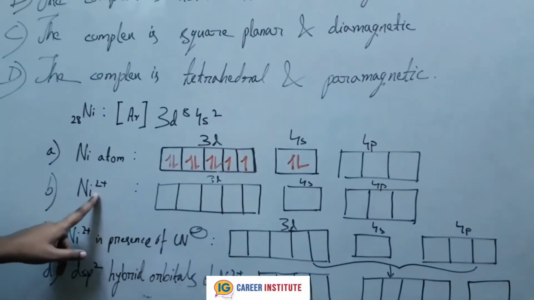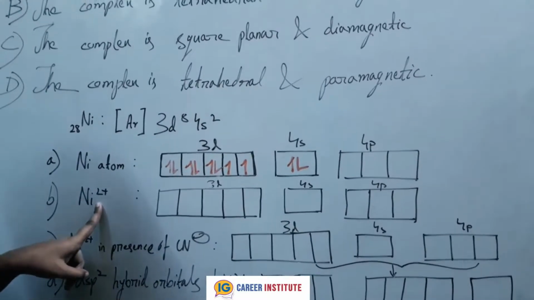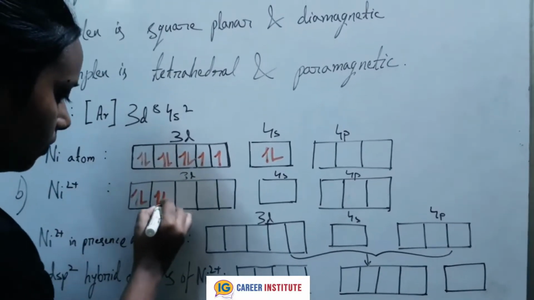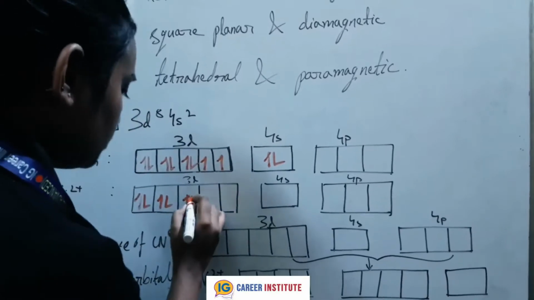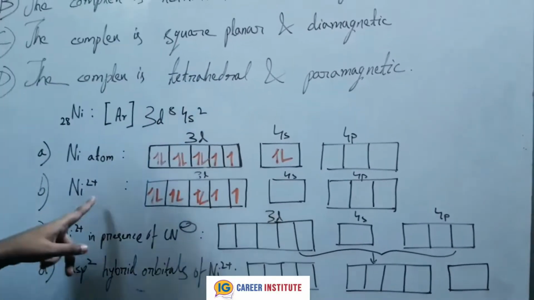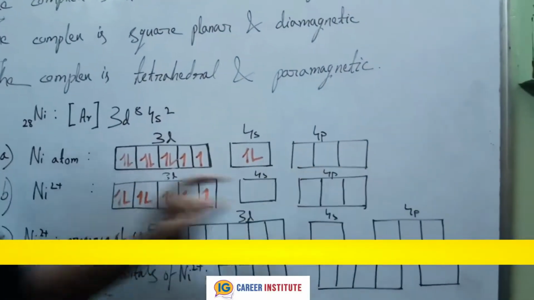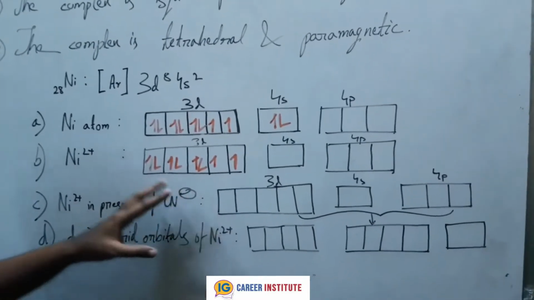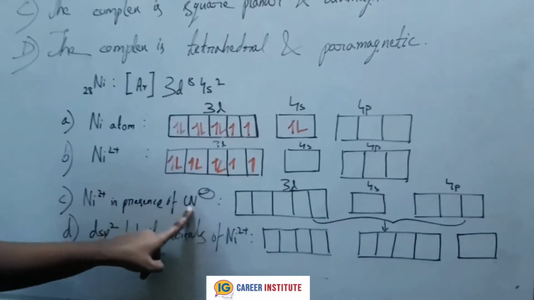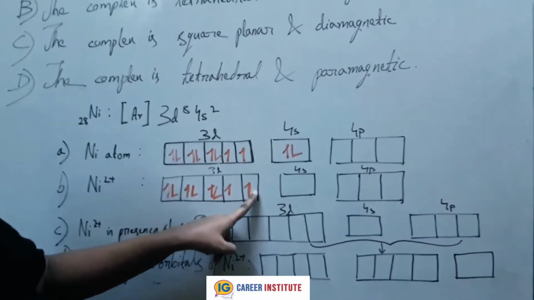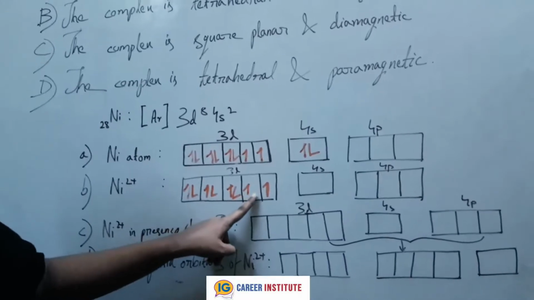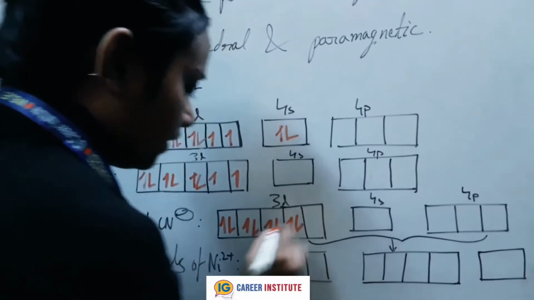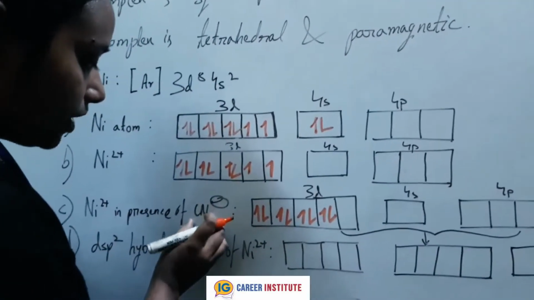So if 2 electrons are removed, then Ni2 plus will be generated, right? So 2 electrons will be removed from 4s, correct? So 3d will be left with its 8 electrons in the configuration of Ni2 plus. This is the box diagram for Ni2 plus, and this is the box diagram for the Ni atom. Now Ni2 plus in presence of CN minus, what will happen due to the strong pulling character of CN minus? This 1 electron will be shifted into this box, thereby pairing up. This way the 8 electrons will pair up because of the presence of CN minus.